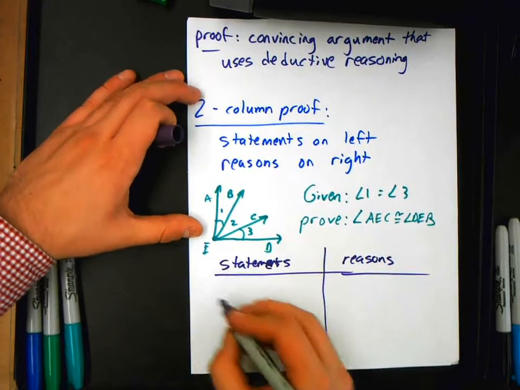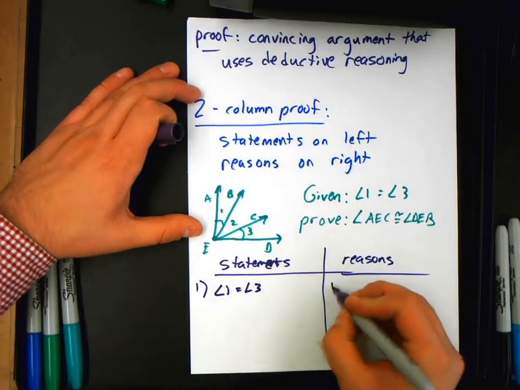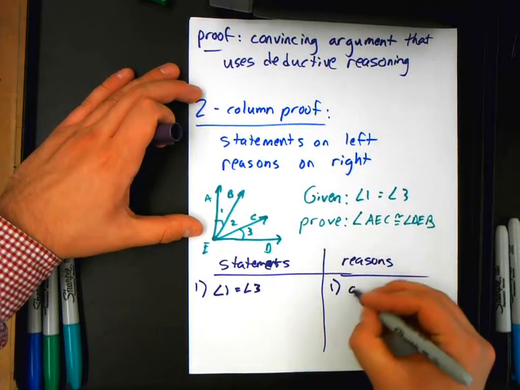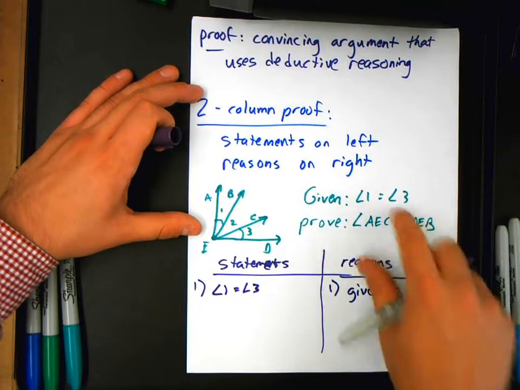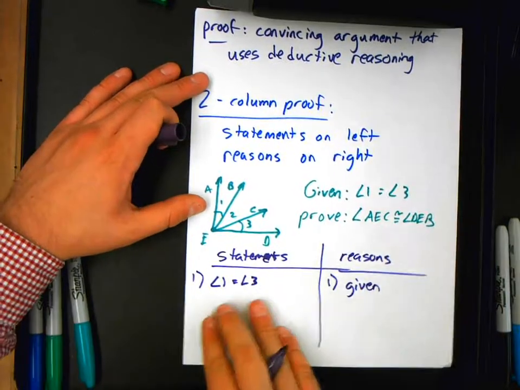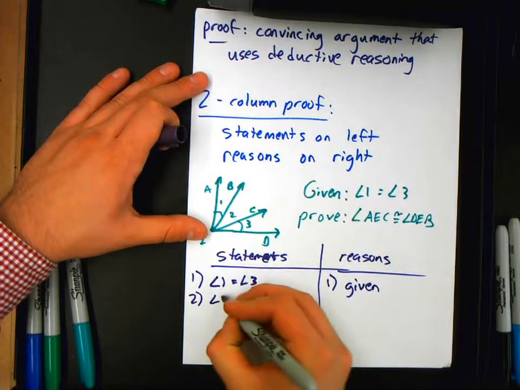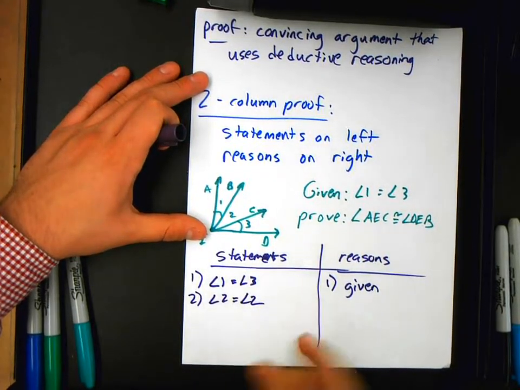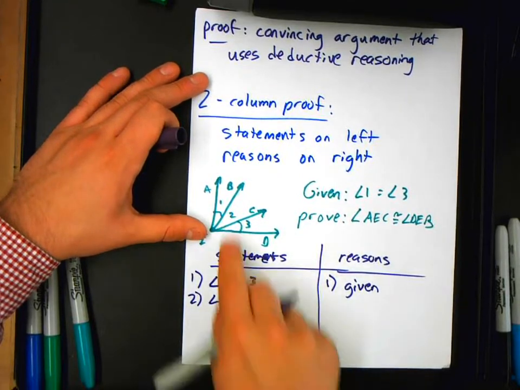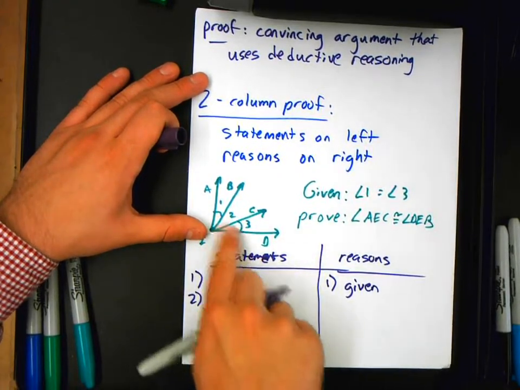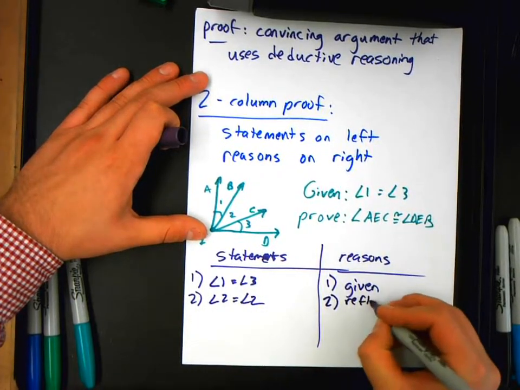So the very first statement that you are given is angle 1 is equal to angle 3. And your reason why you can say this statement is that it is a given. It's what we know automatically because it was in the problem. Now the next thing you could do is use the reflexive property to say that angle 2 is equal to angle 2. Of course, one thing is equal to the exact same thing. Since it's in between, this is the one that we want to look at, and the reason why I can say this is, again, the reflexive property.